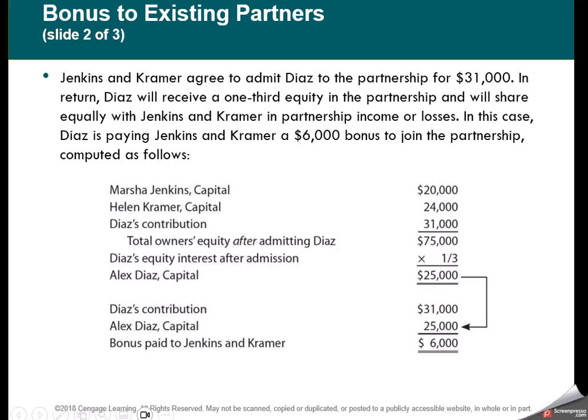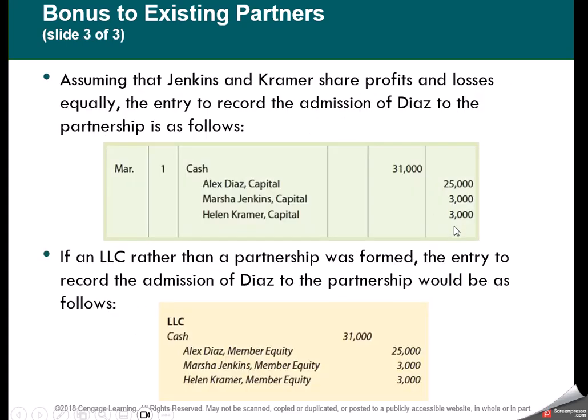So we've got their contribution, and then they're agreeing to admit him or her for $31,000. He's going to get 1/3 of that $75,000, which is $25,000. So that extra $6,000 that he paid is going to go as a bonus to Marcia and Helen. So we're going to just put it right to their capital account. He paid $31,000. He's got a $25,000 capital, which gives him 1/3, and then he's paying to bump each one of them up by that $3,000.